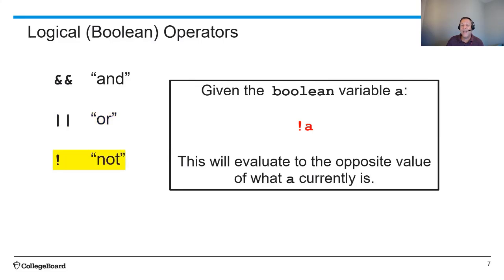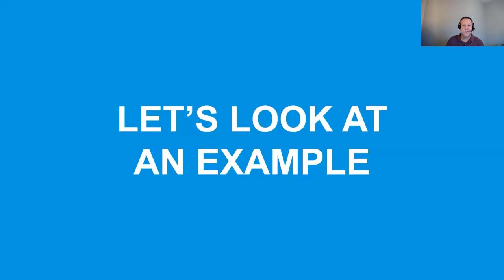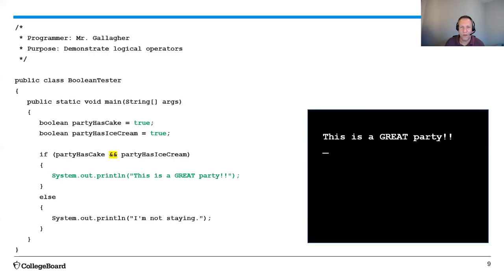And then finally, not is an operator that evaluates to the opposite value of what A currently is. So if A is false, then not false is true. If A is true, not true is false. So let's look at an example and make it a little bit more clear.